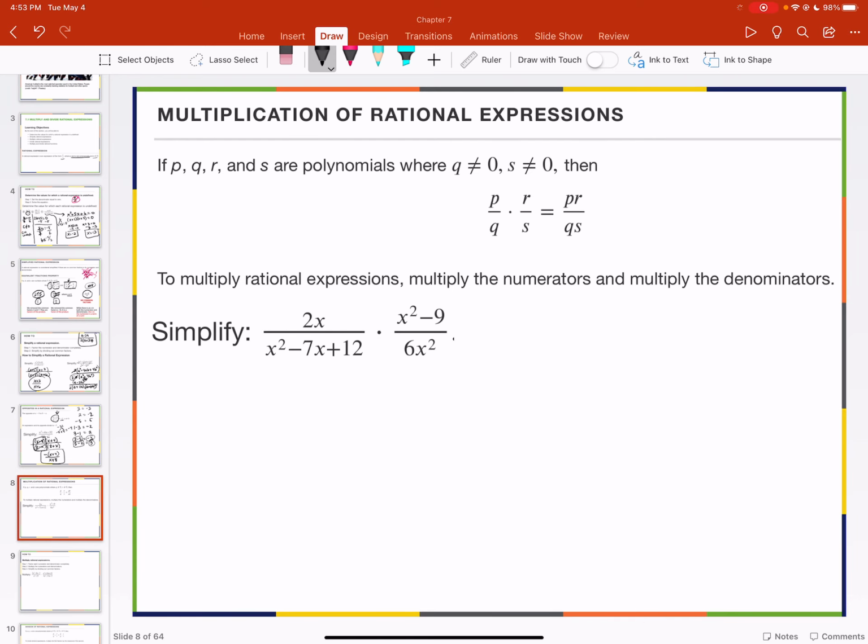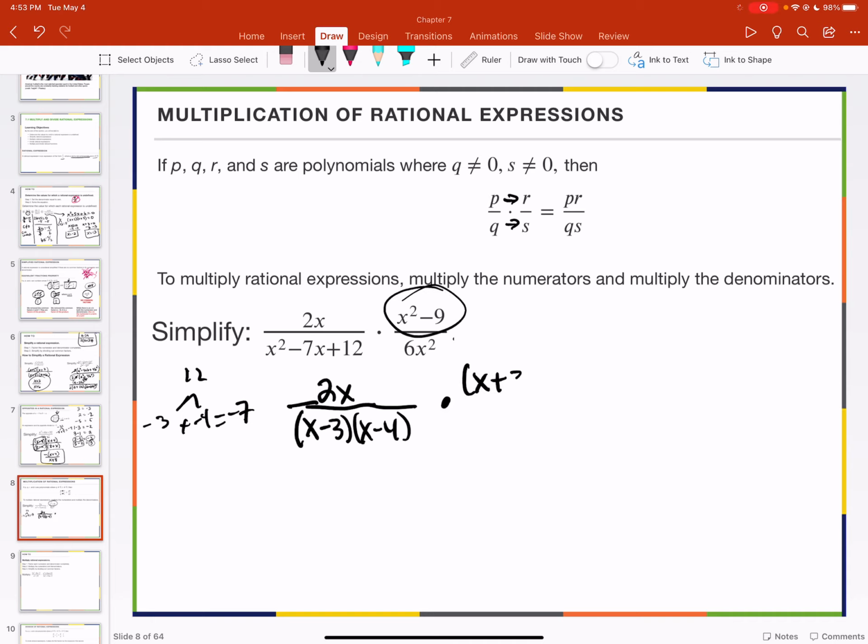What about multiplying rational expressions? To multiply rational expressions, you just multiply across the top and bottom, just like you would with regular fractions. But factoring helps because you can reduce and cancel out common factors. So let's go ahead and do that. So here we have 2x over, what are two factors of positive 12 that combine to give me -7? That's going to be -3 and -4. So x minus 3, x minus 4, times, this is a difference of squares, x plus 3, x minus 3, over 6x squared.